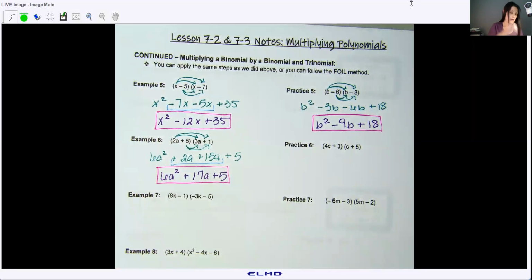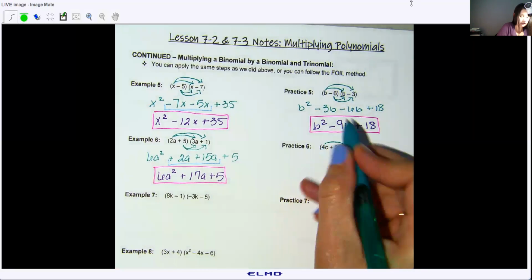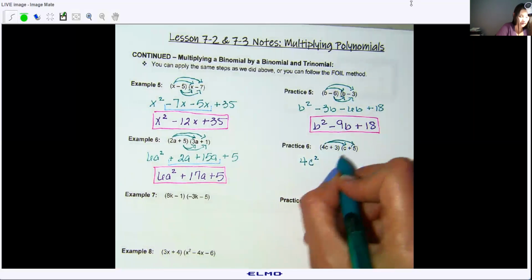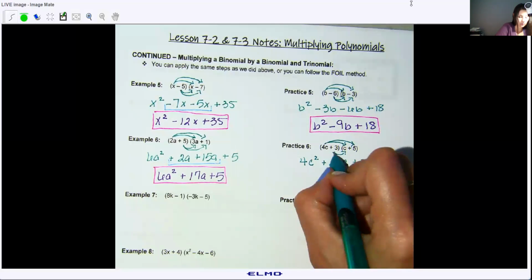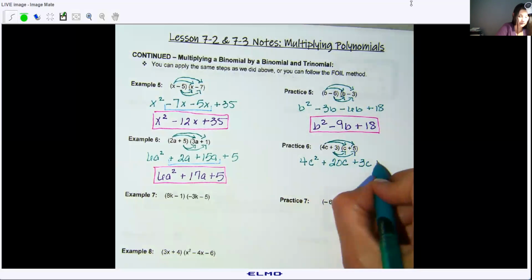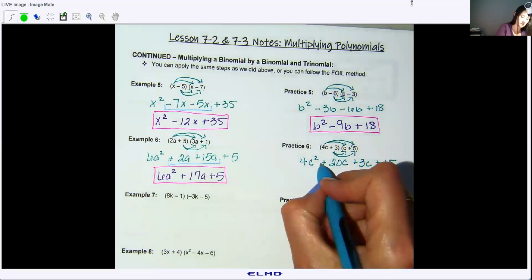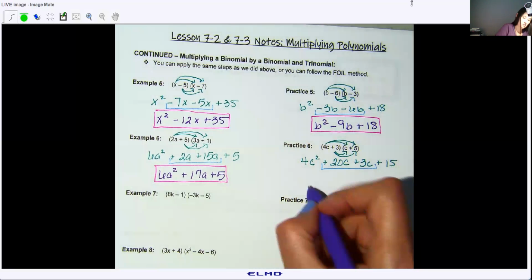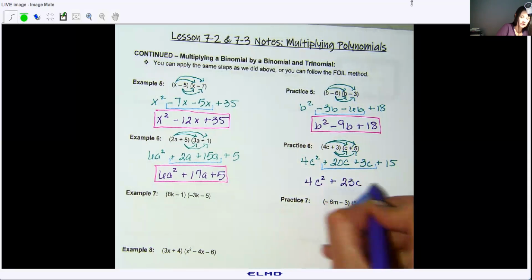All right, practice 6. 4c times 1c is 4c squared. 4c times 5 is 20c. 3 times c is 3c. And 3 times 5 is 15. Okay, I'm going to add up my like terms, and I end up with 4c squared plus 23c plus 15.